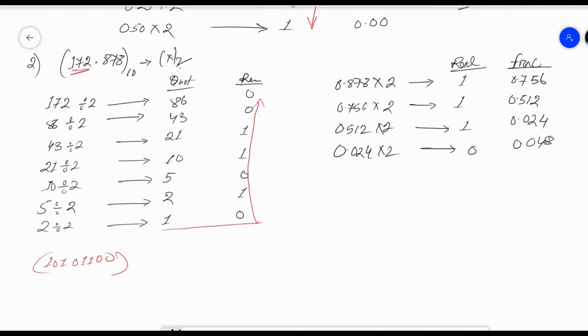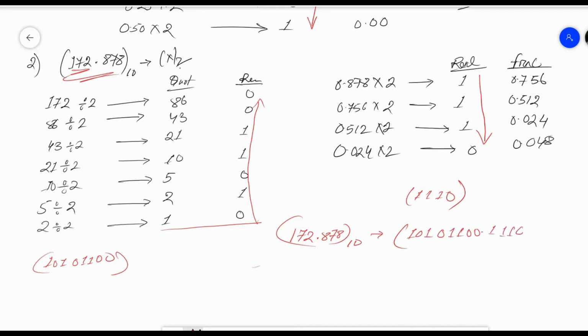So it will continue in a certain manner, but we'll not go beyond 4 places. So we'll just take these 4 and write our result, and that will be 1110. So if we convert this whole number 172.878 from decimal to binary, we'll get 10101100.1110.